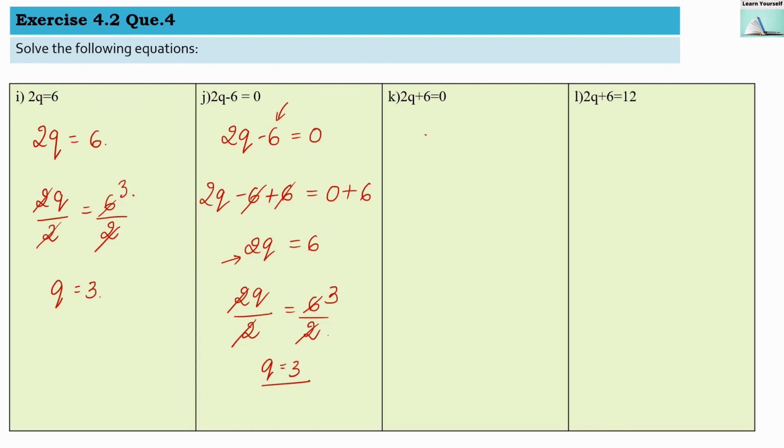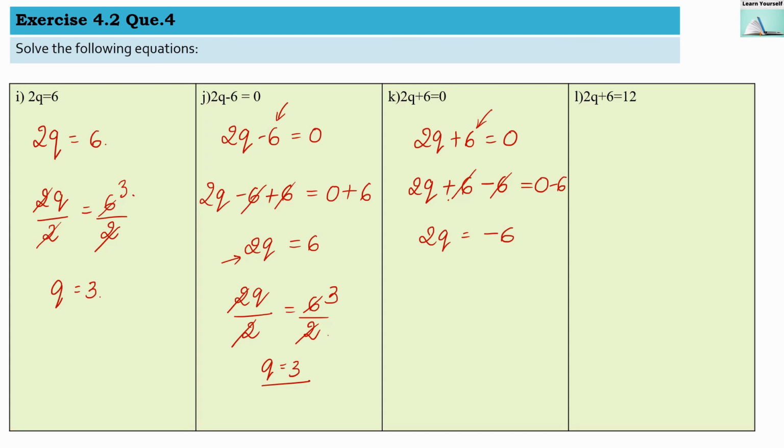Equation K is 2q plus 6 equals to 0. Now to remove this 6, we are going to subtract with 6 because this is positive 6. So if we are adding here minus 6, they both will get cancelled out. Same way, we are going to subtract with 6 towards LHS also. This 6 and this 6 will get cancelled out. 2q equals to minus 6 will be our equation now.